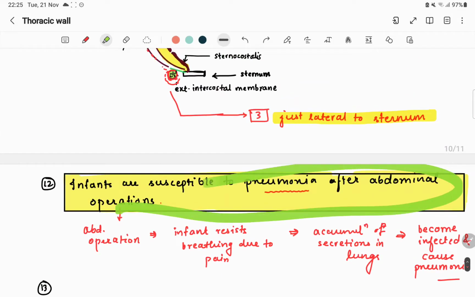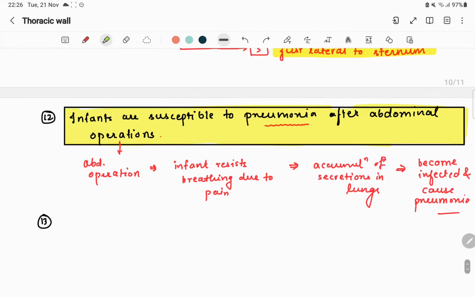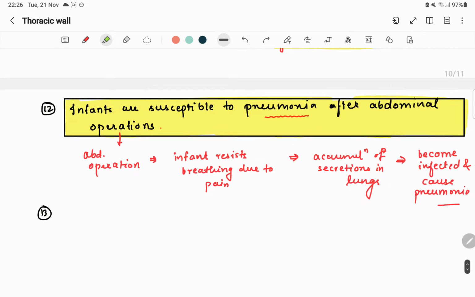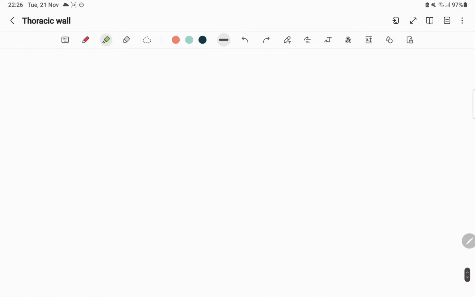Infants are susceptible to pneumonia after abdominal operations because after an abdominal operation the infant resists breathing due to pain, and there will be accumulation of secretions in the lungs, and the lungs will become affected and cause pneumonia. So that completes the thoracic wall. Let's move on to the next.